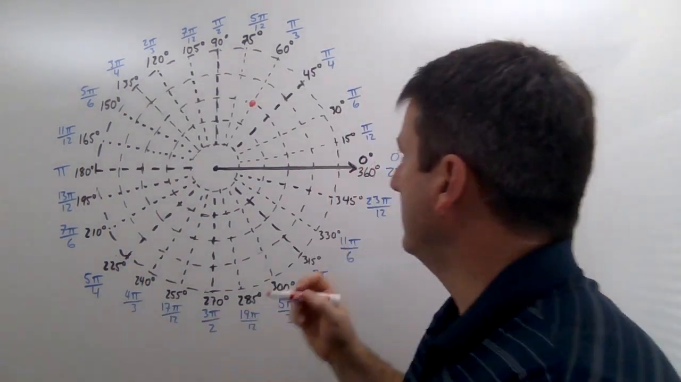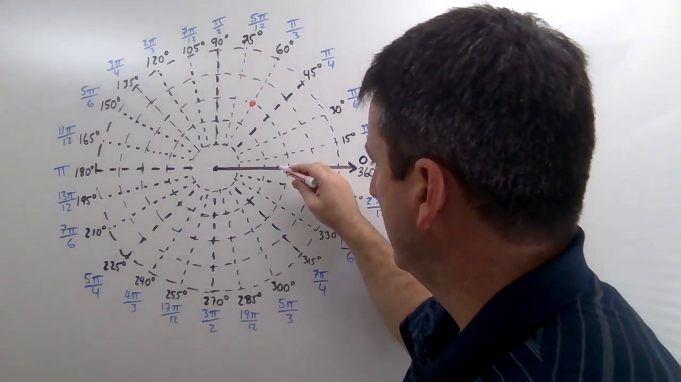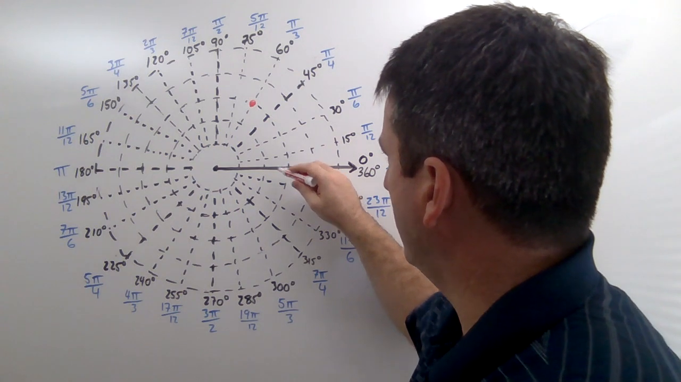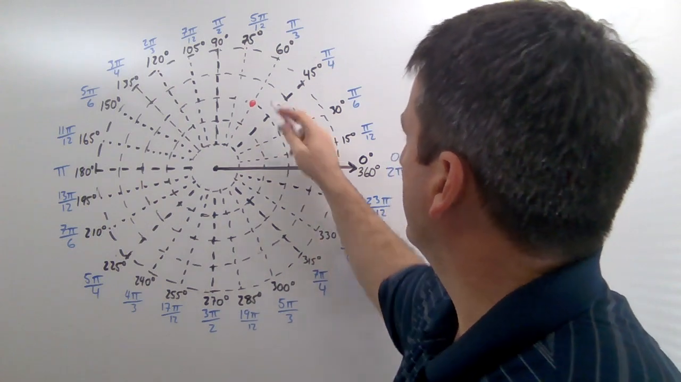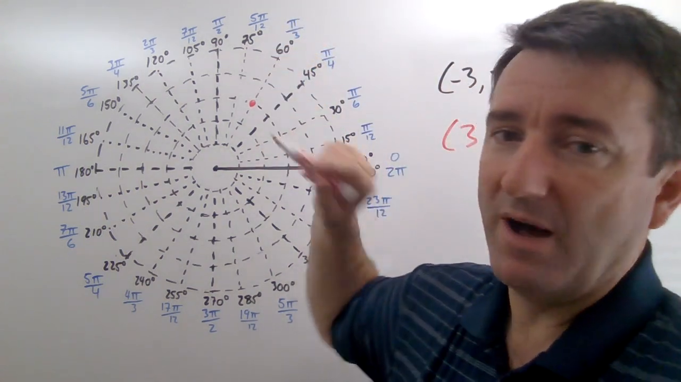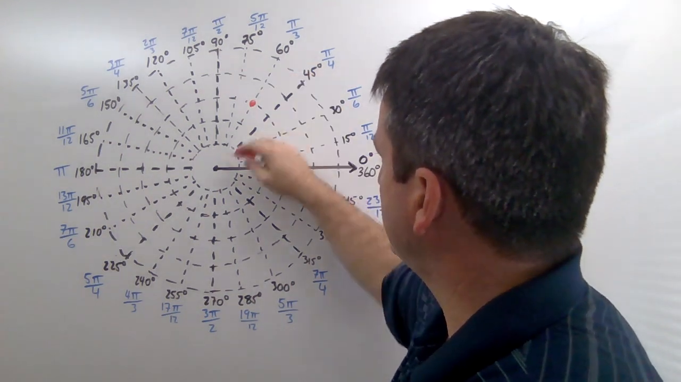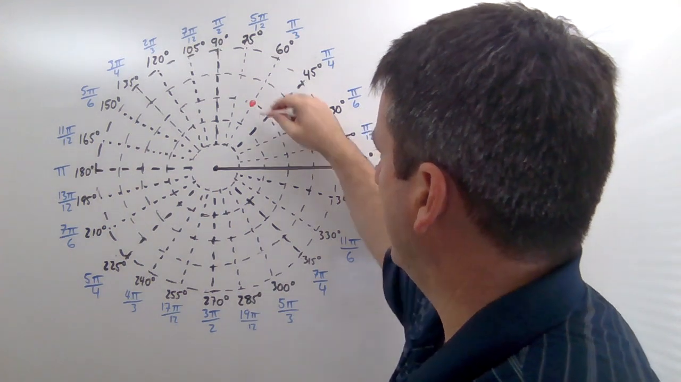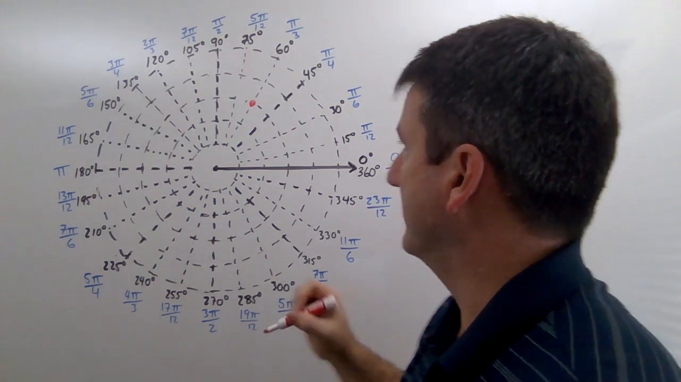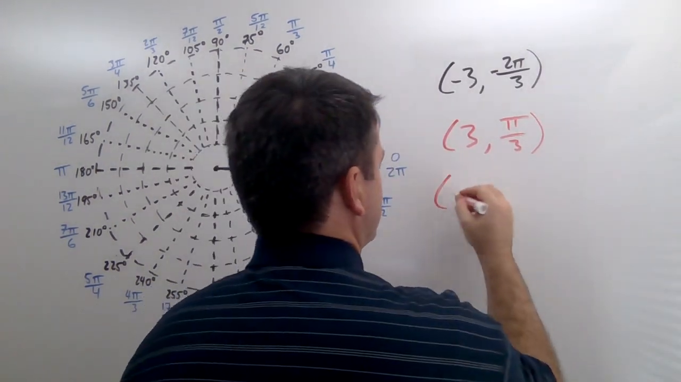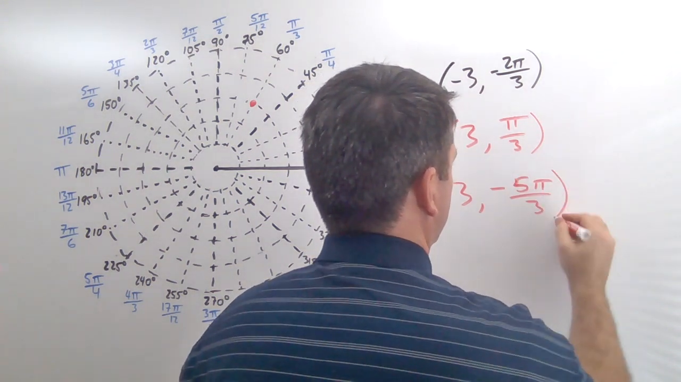All right, well, we could also, if we represent this angle here as a negative angle, subtract 2 pi from pi over 3, and we're going to get -5 pi over 3. So this angle here going out this way is a positive pi over 3. Going around this way would be -5 pi over 3. So we could write this as 3, -5 pi over 3.